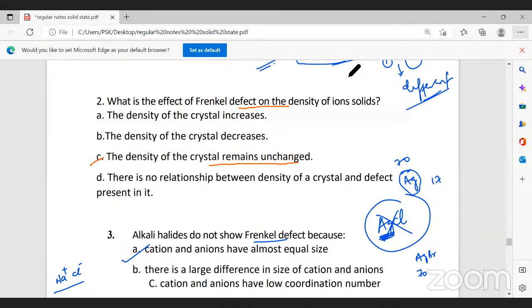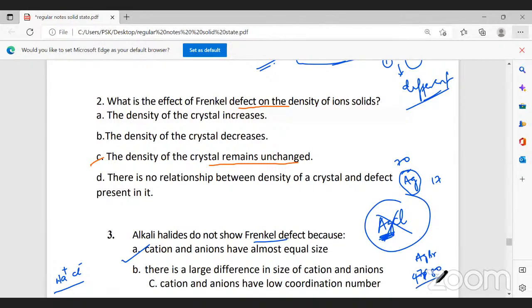But you should remember the atomic number of bromine is 80. One minute, I'll give you the atomic number of silver. The atomic number of silver is 47. And for bromine, it is around 80.